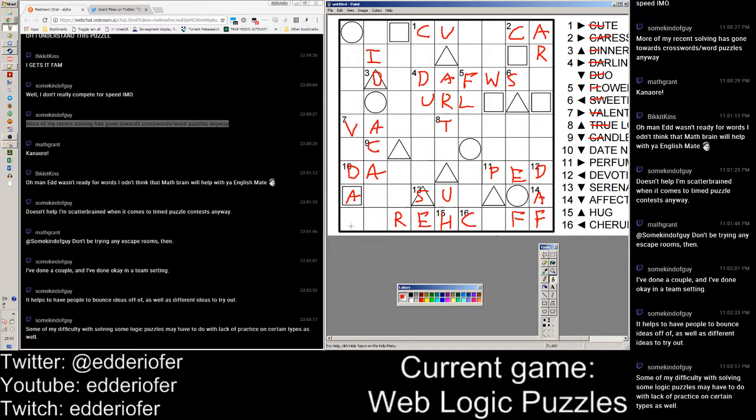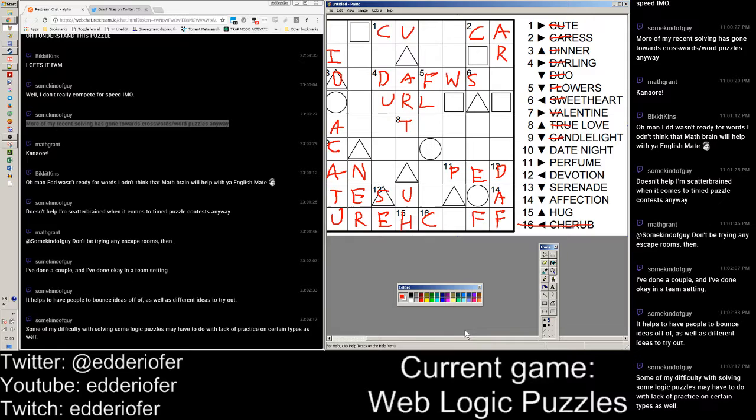DATENI. DEE. Okay, so if this is DA and T goes down here, then we have DATENI, and then we can't fit in cherub, can we? No. Sixteen left cherub is now down. We also have date N from 10 down.